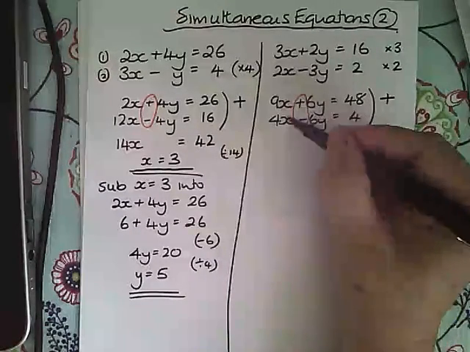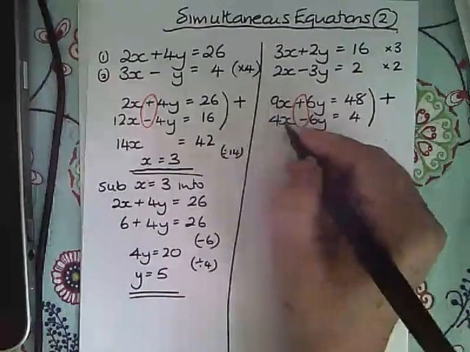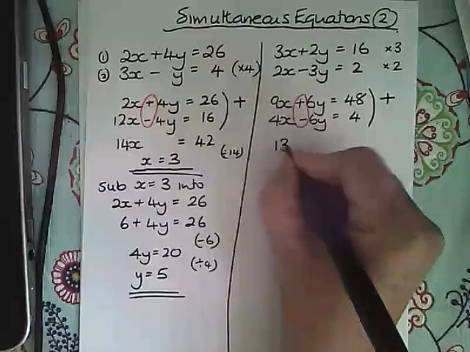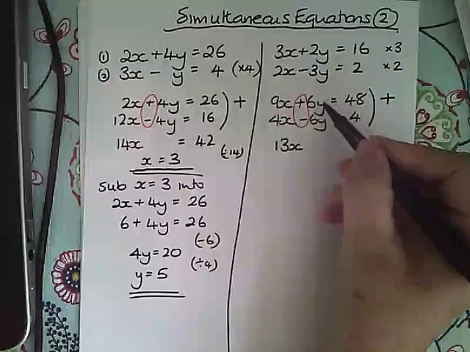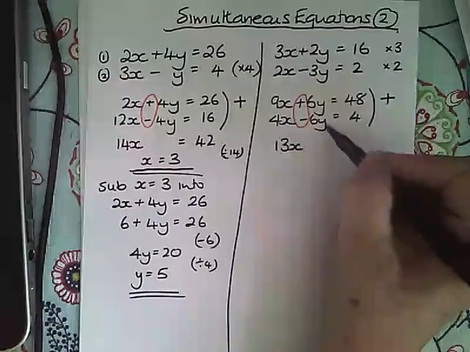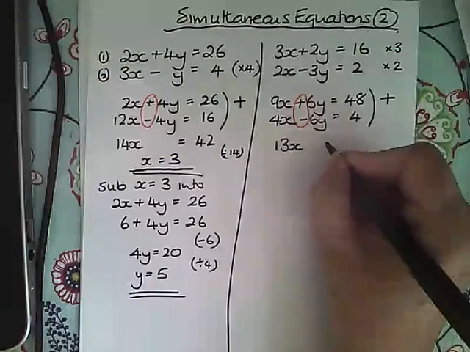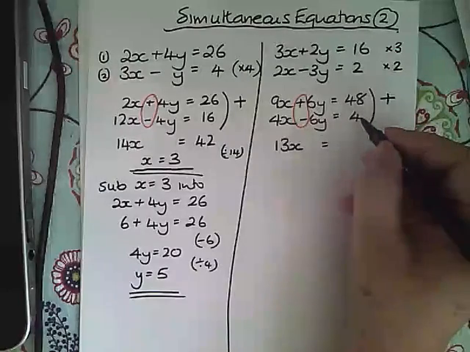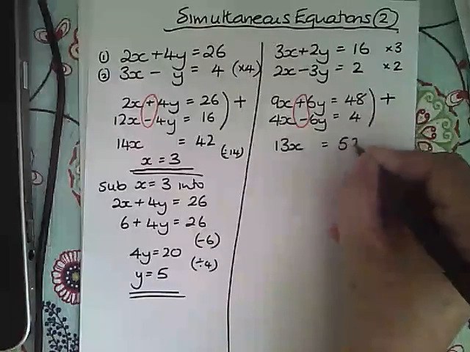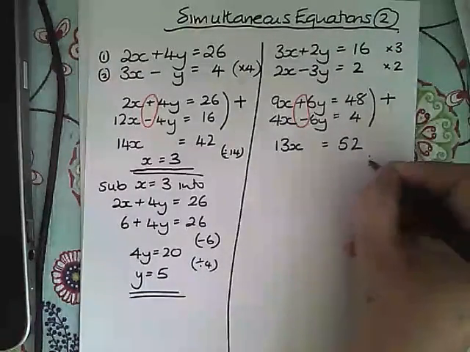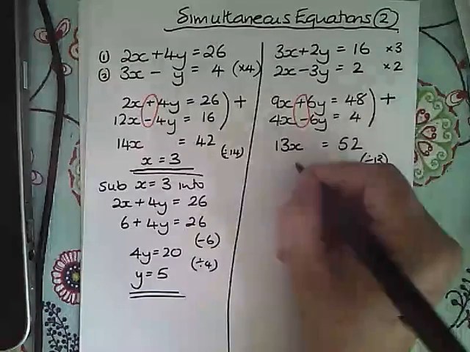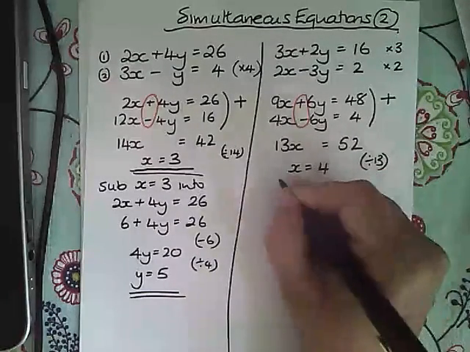9 plus 4 is 13x. 6y add minus 6y, they disappear, that's the elimination part done. And 48 add 4 is 52. Divide by 13 to solve for x. x is equal to 4.